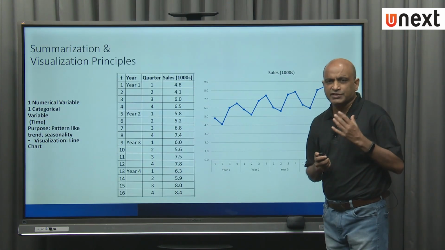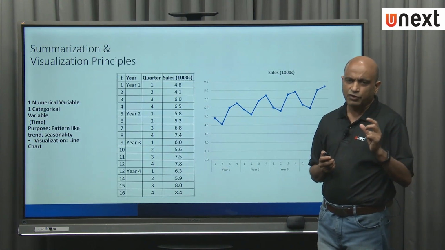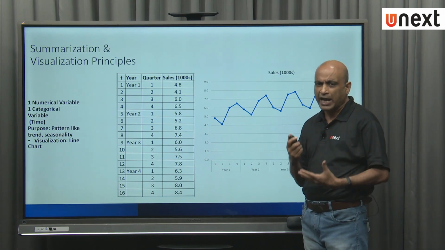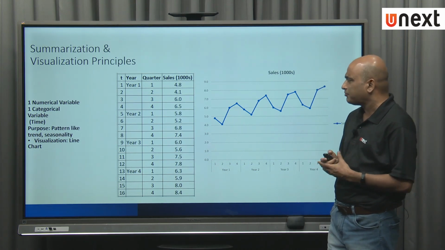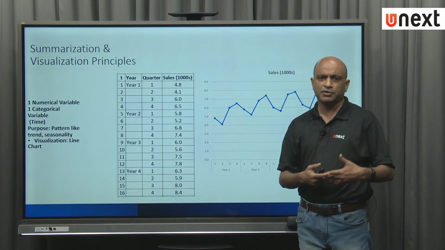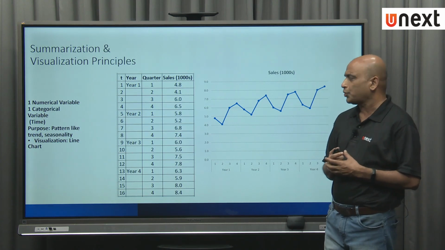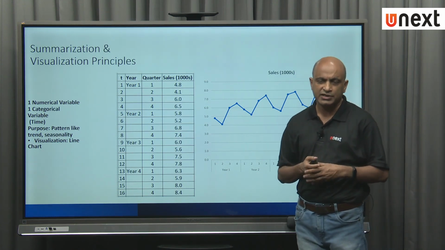I've got my 7th scenario, which is where I have got one numerical variable and another time variable. Okay, so a good example is sales over a certain period, right? So I would like to use a line chart in such scenarios.